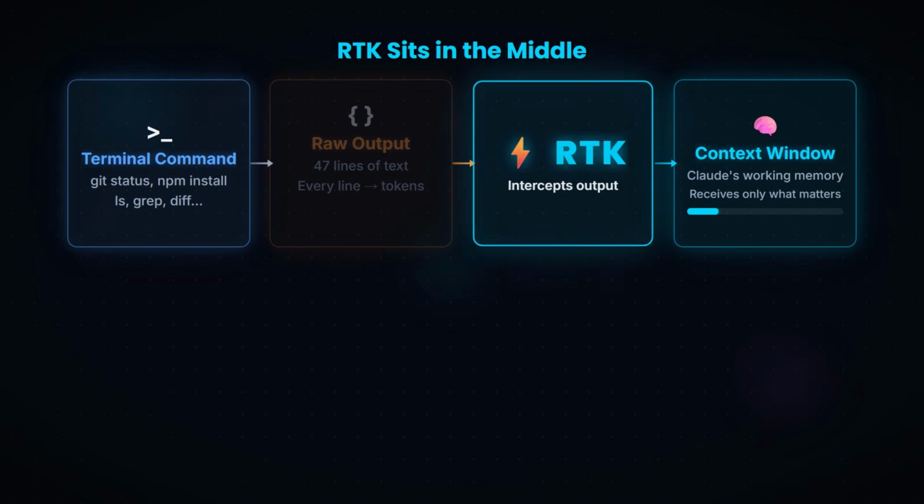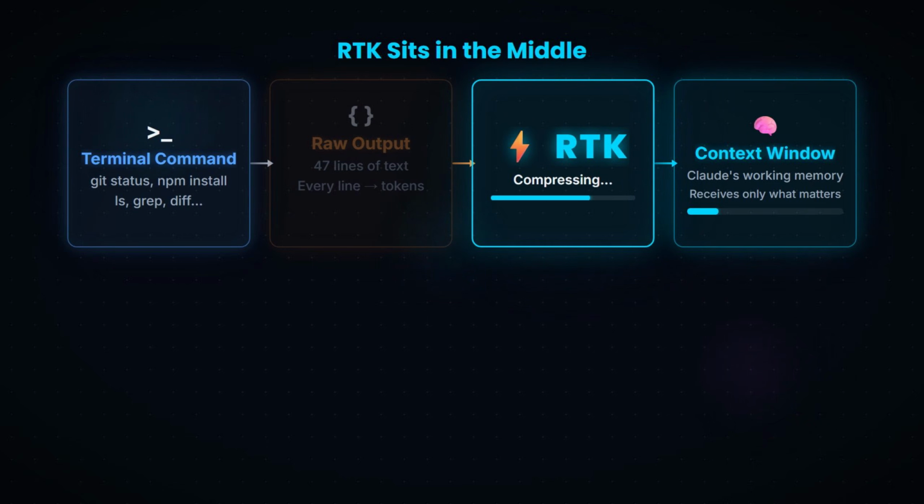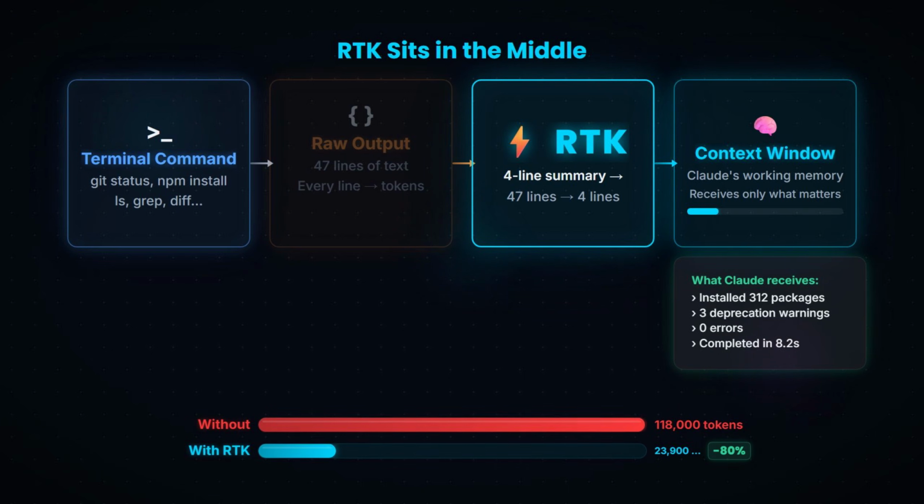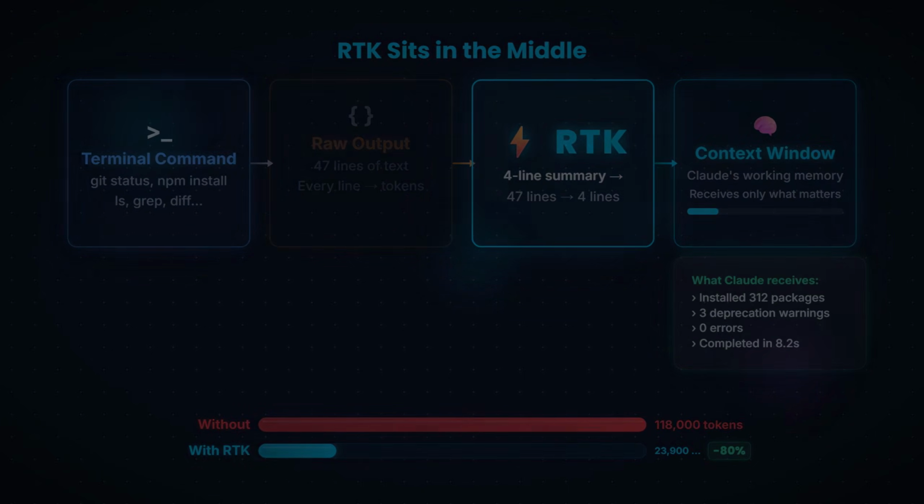RTK sits in the middle of that flow. When a terminal command runs, RTK intercepts the raw output first. It reads 47 lines of npm output and passes Claude a 4-line summary instead that may contain packages installed, any warnings, any errors, etc. Claude gets everything it needs to keep helping you, but you have used a fraction of the tokens. Now let's look at what that means at scale.